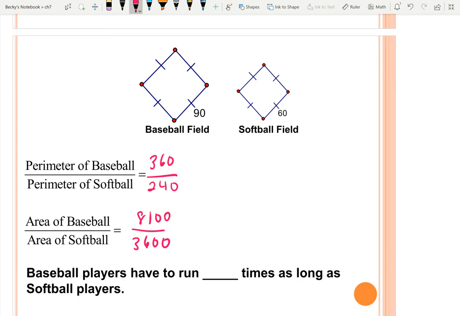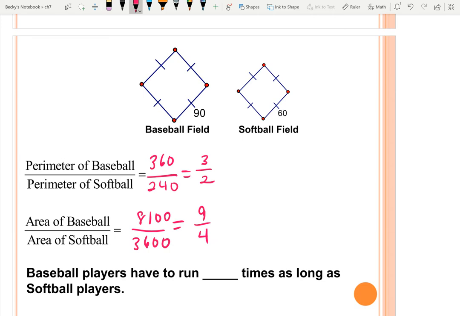Okay, so why did we do this? First of all, let's simplify these down. If you have a yellow calculator, you could use the numerator denominator button, type it in, and it simplifies it for you. So this simplifies down to 3/2. And the second one simplifies down to 9/4.